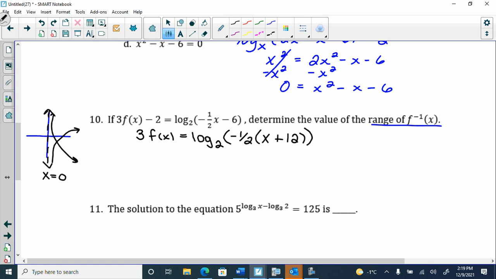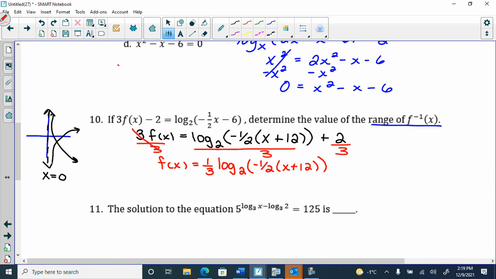Now, I'm going to add my 2 to the back. I didn't need to do any of this, but I'm proving a point. And then I divide by 3, divide by 3, divide by 3. And instead of dividing by 3, I write the third in front. Correct? We talked about this the other day. So we're going to write f of x equals 1/3 log base 2 of negative 1/2 x plus 12 plus 2/3.